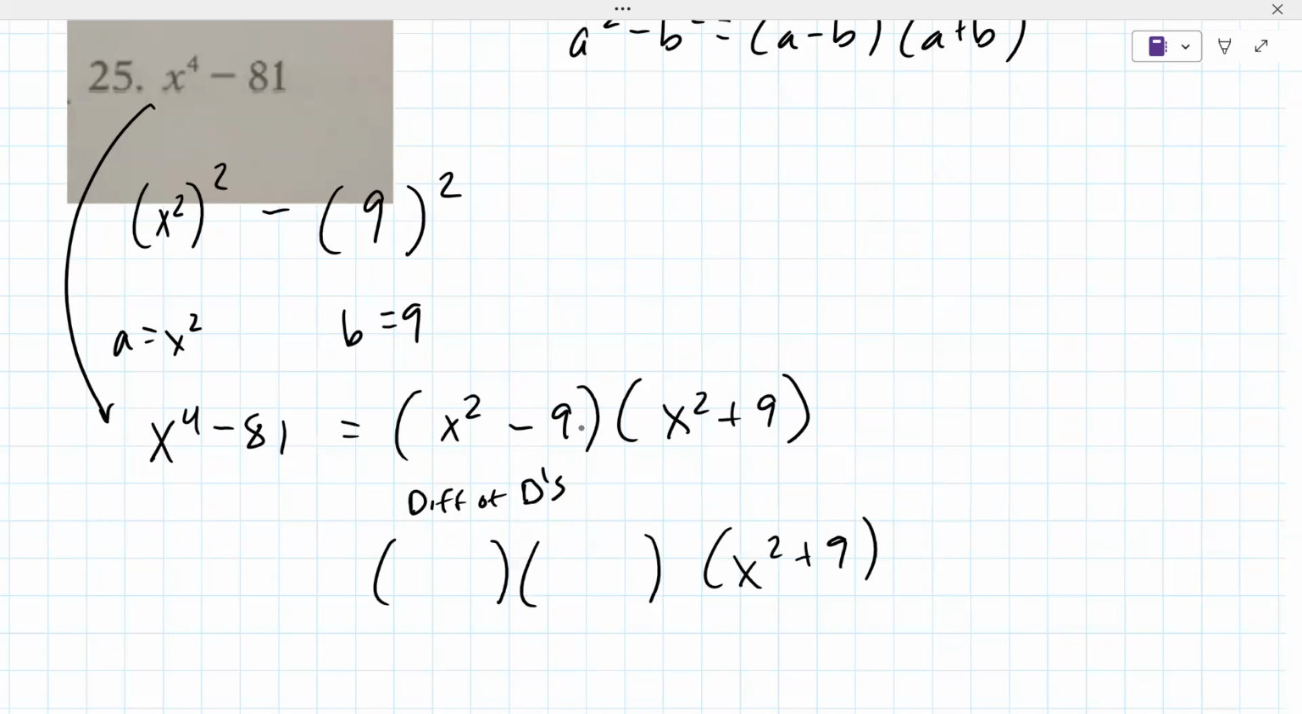I'm a bit confused. I don't know how to set it up. It's the same setup. Something squared gets you back to x squared, something squared gets you back to 9, just like we did in the previous one. That would be x. And then what would that be? 3, right? 3. And then x minus 3 and x plus 3. So I heard x minus 3 and x plus 3, something like that.